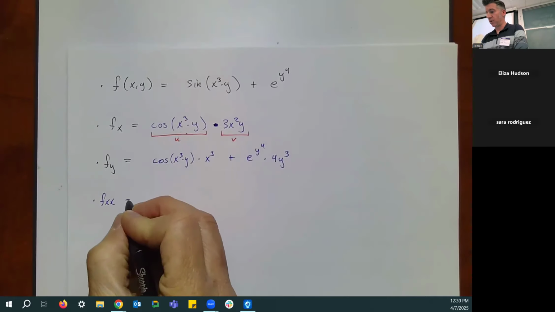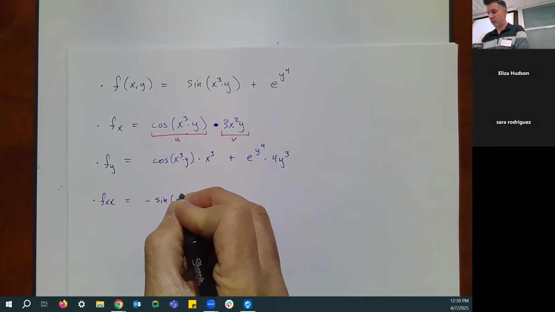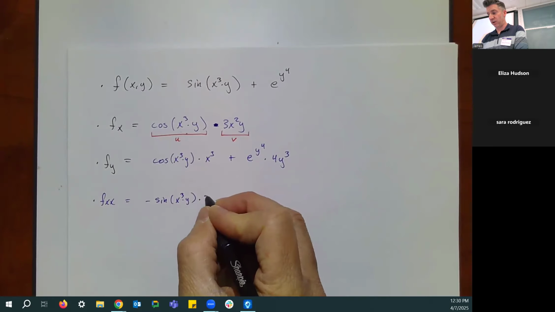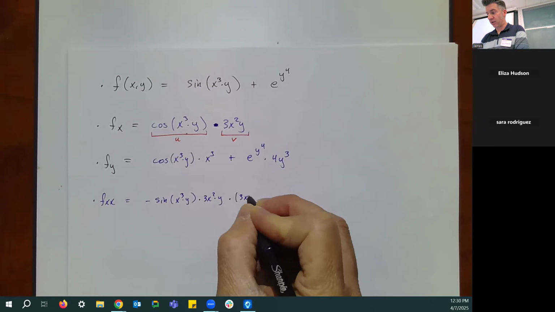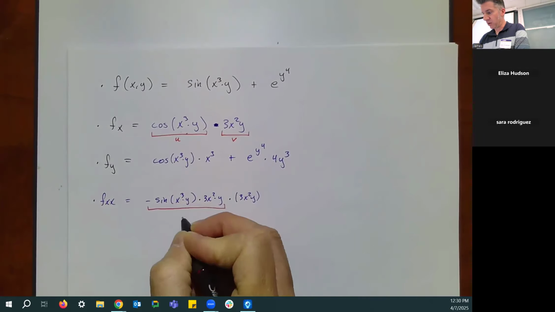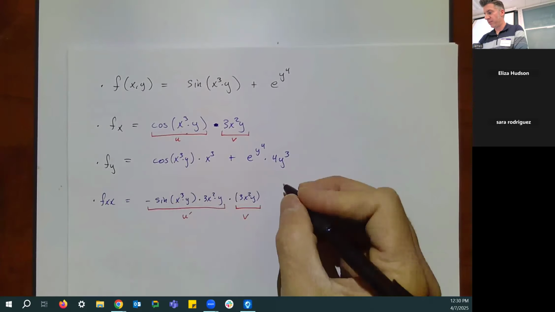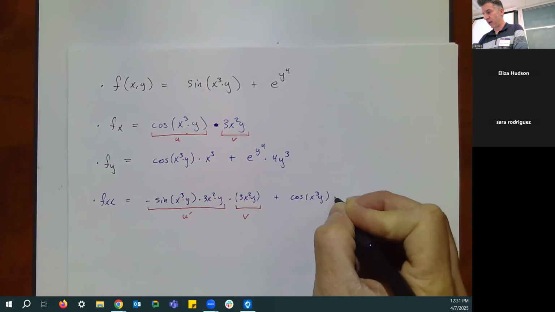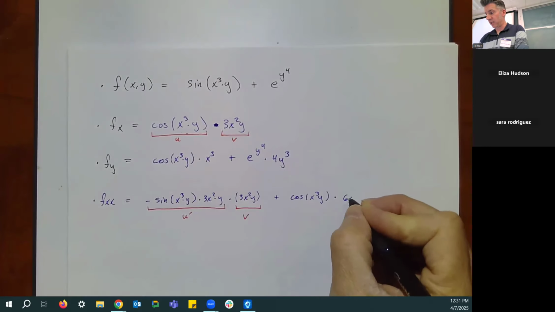So my product rule, it's going to be the derivative of u, okay, negative sine of x cubed times y times the derivative of x cubed times y, which is 3x squared times y. All that multiplied by the other 3x squared times y. Yeesh. So there's my derivative of u. There's my v left alone. And then we switch it up. We have cosine of x cubed y left alone, multiplied by the derivative of 3x squared y, still with respect to x, which is 6xy.